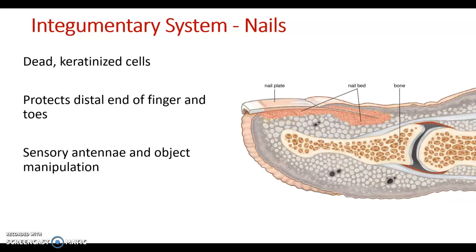So they will allow us to be able to better manipulate objects like untying a knot or removing a sticker. That could be an evolutionary advantage, but they kind of act like that sensory antennae. So we're able to protect the ends of our fingers from damage, but still be able to feel what's going on and then have complete dexterity and mobility of our digits.